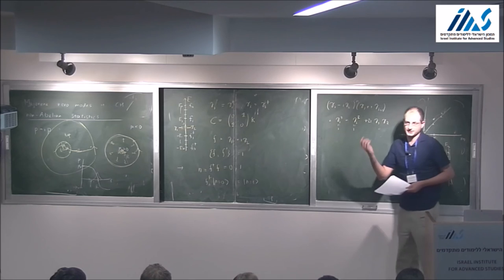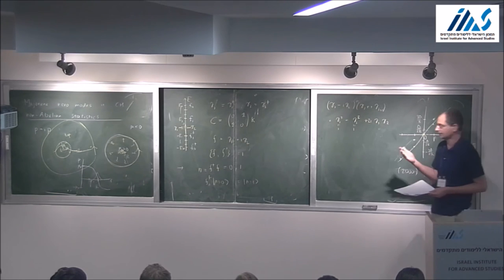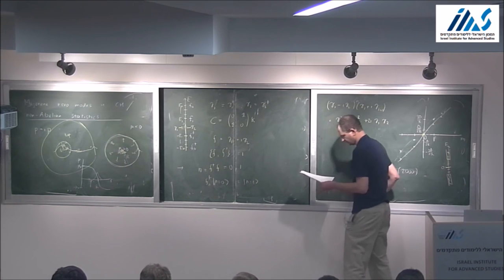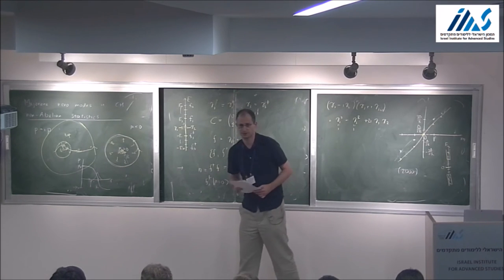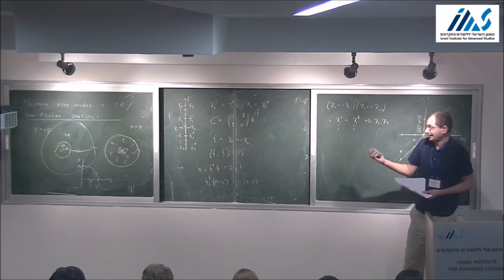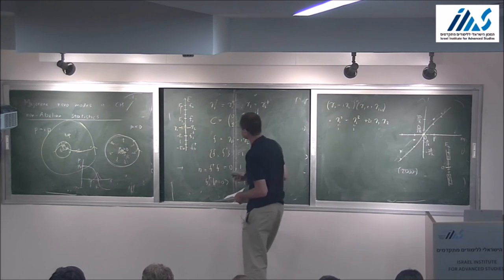So this is a very explicit way to see what topological degeneracy is and where it comes from. This is why this example is very beautiful. It really highlights all of that in a very simple model.